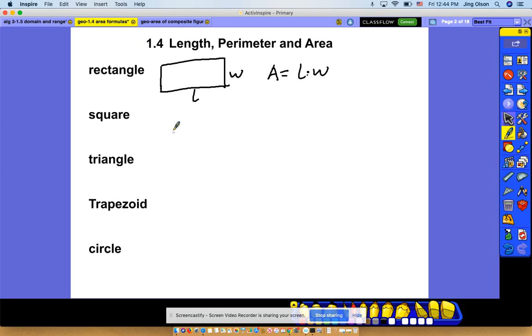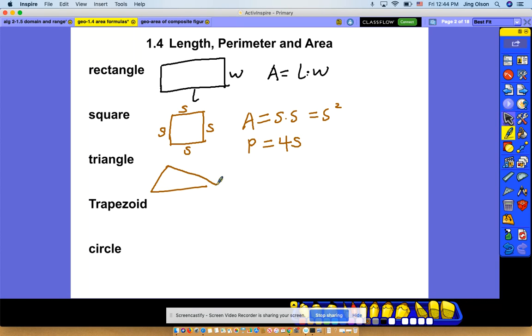That's for rectangle area. For square area, the square is a special rectangle. The 4 sides are the same. If you use S for the side, area is going to be length times width, so S times S, which is S squared. The perimeter is adding these 4 sides up. So S plus S plus S plus S, the same as S times 4, so 4S.